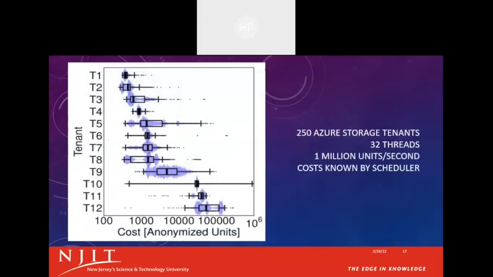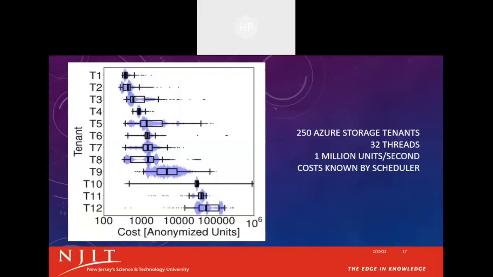So here is another example. We will look at a similar result, but this time for real workloads from Azure Storage, using workload samples from 50 production machines. The authors randomly select 250 tenants and replay their requests on 32 threads, each with a capacity of 1 million units per second.